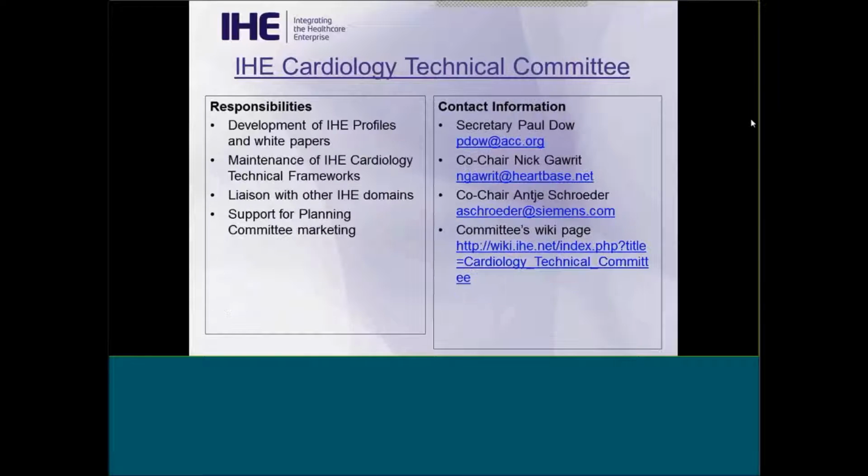Next slide. The technical committee is then really the group which does the development of the profiles or white papers, which maintains a technical framework, which liaises with other groups and supports the planning committee with marketing activities. Also, our contact information you can see, or the wiki page where you can gather some more information on our work is listed on there.